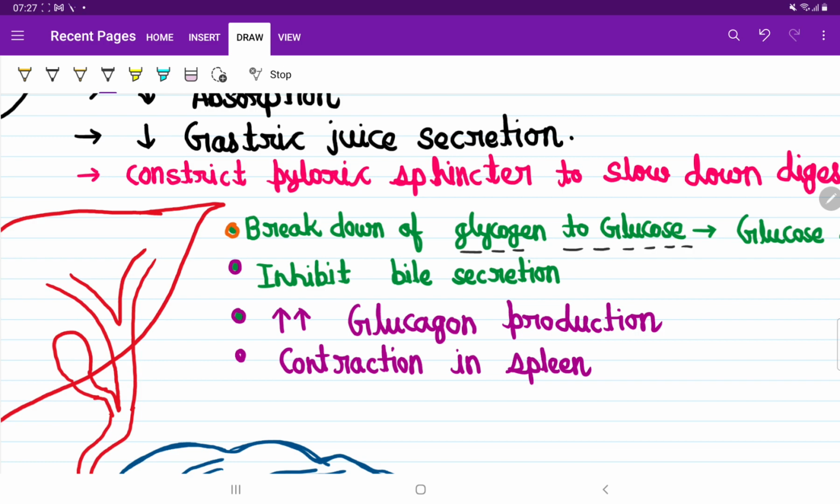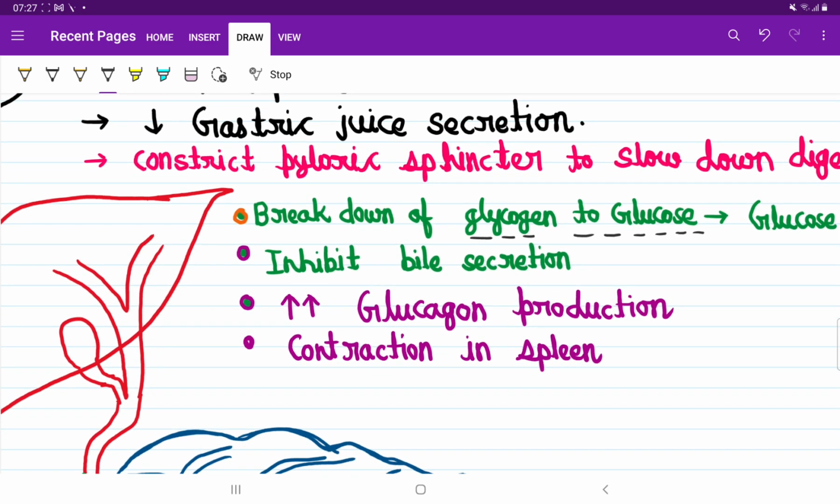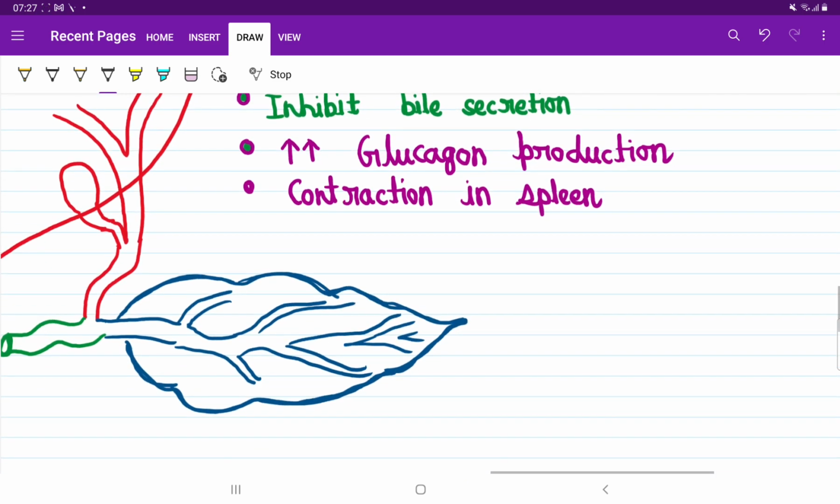So the glycogen present in the liver will break and form glucose, and the glucose will be released out. Blood glucose level increases. Yes, and then they inhibit bile secretion. That means digestion of the food is again decreased, and they increase glucagon production. They will act on our pancreas, and they cause an increase in glucagon production.